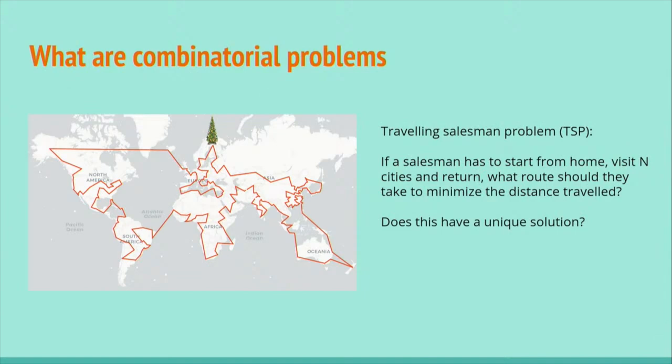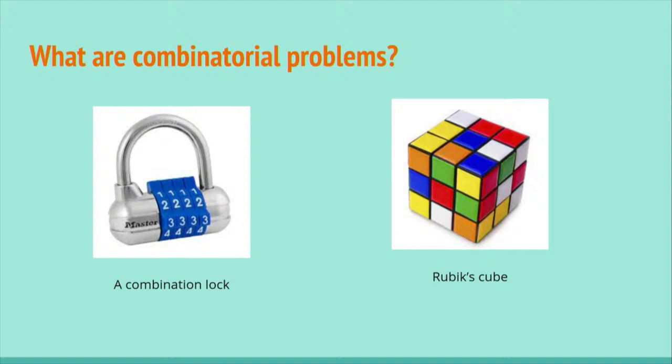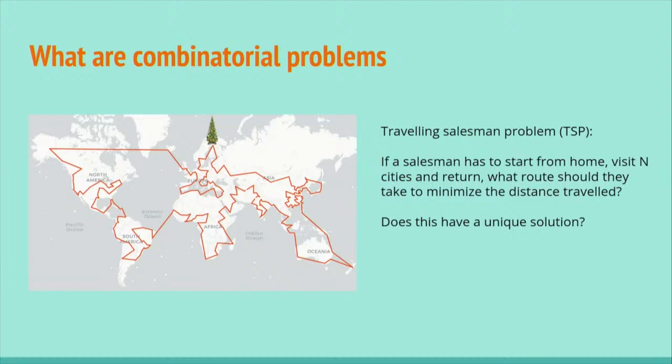So compare this with the previous problem. In both of these, you have some unique solution at the end. You know that only one combination works for the lock, and you also know that there is only one solution to the Rubik's Cube. But it's not so obvious that the traveling salesman problem has only one solution. The solution being the circuit that the traveling salesman has to take. There could be a number of equally optimal solutions.